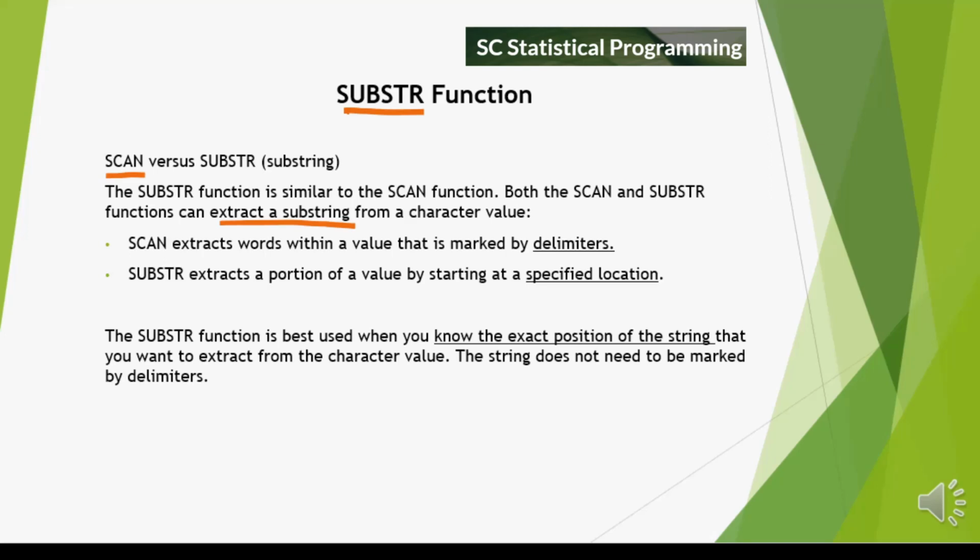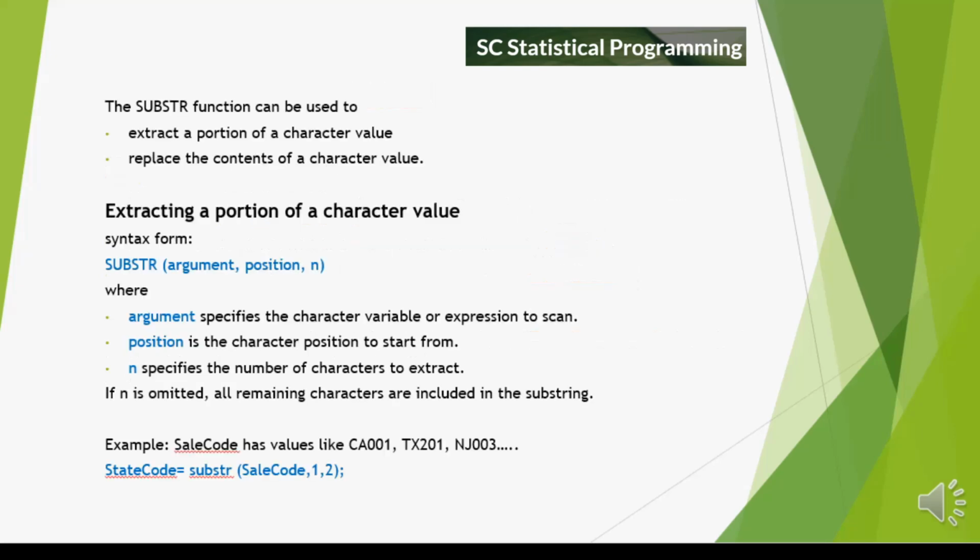The SCAN function extracts words within a value that are marked by delimiters. However, the SUBSTR function extracts a portion of a value by starting at a specified location. The SUBSTR function is best when we know the exact position of the string that we want to extract. The string does not need to be marked by delimiters. The SUBSTR function can be used to extract a portion of a character value or replace the contents of a character value. First, let's look at how to extract a portion of a character value using the SUBSTR function.